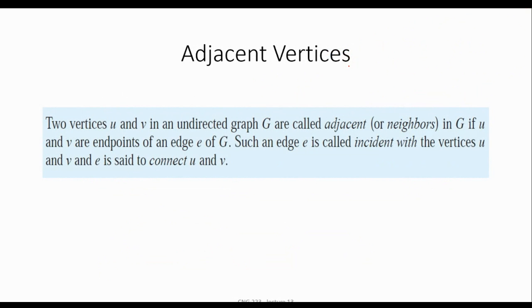Now we have a term, adjacent vertex. What do we mean by that? Two vertices U and V in an undirected graph G. We say this is an undirected graph. And later I will show you what we mean by that, because when we talk about the adjacency matrix, it is both for undirected and directed ones. But when I talk about adjacent vertices, it is only related to undirected graphs. Otherwise, we should call it terminal. I will show you in an example.